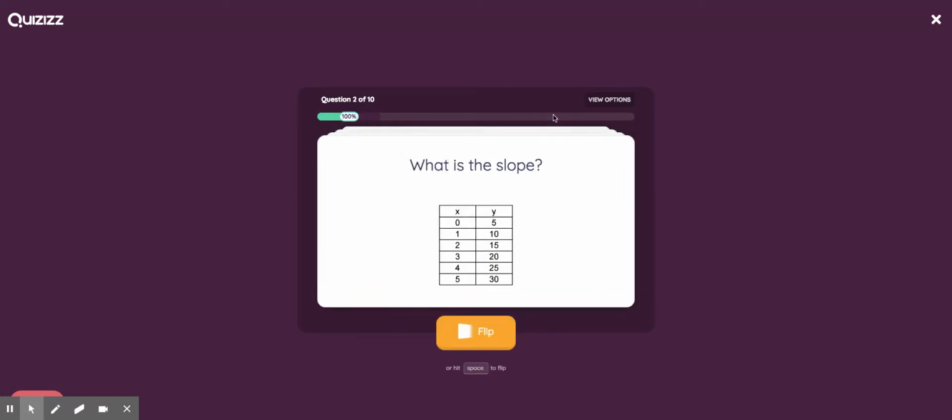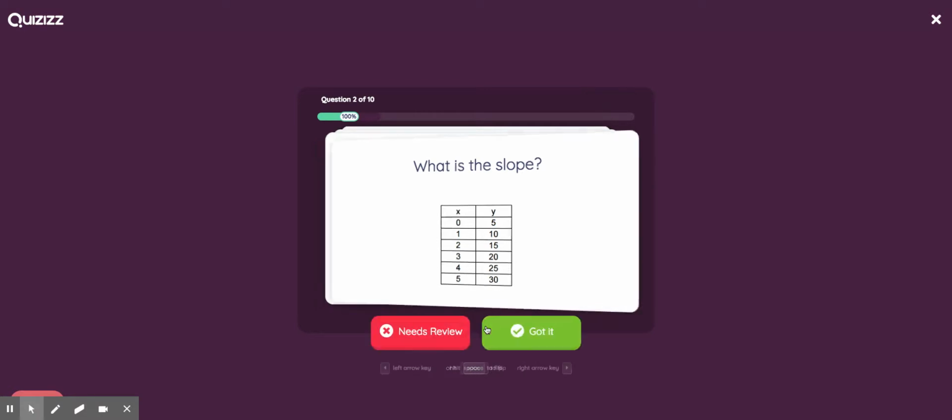Okay, here change in y over change in x, going up by 5, going up by 1, 5 over 1, which equals whole number 5 as our slope.